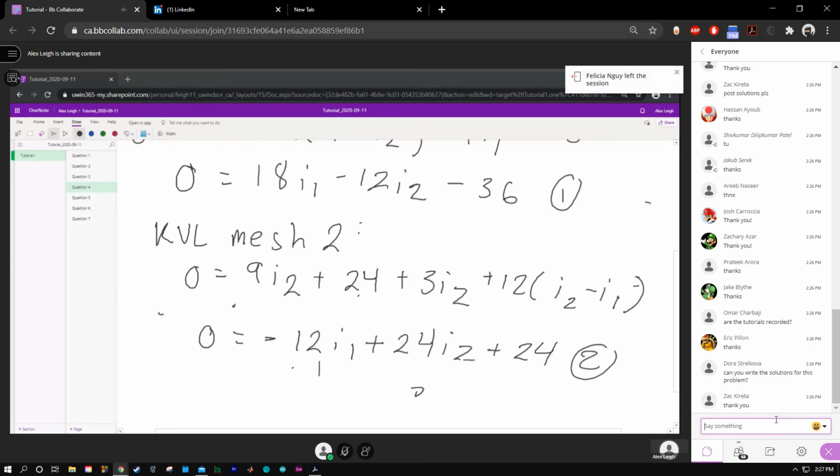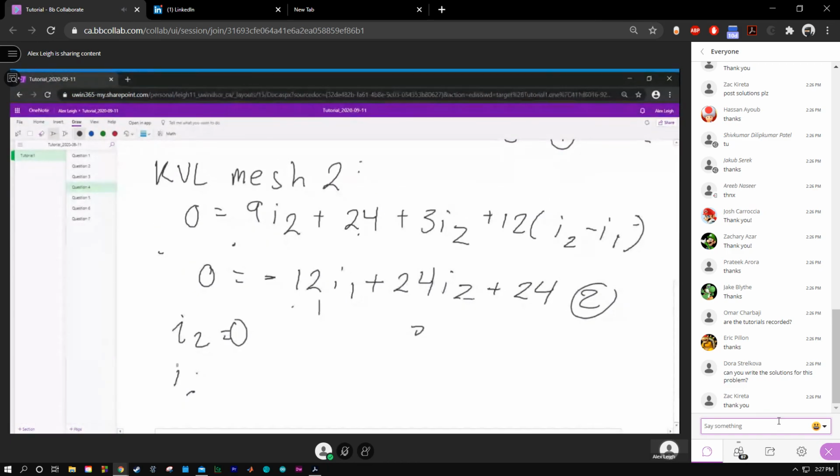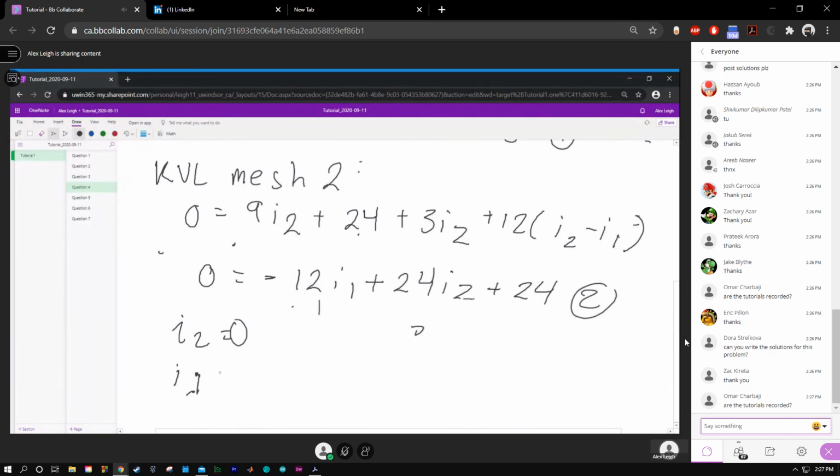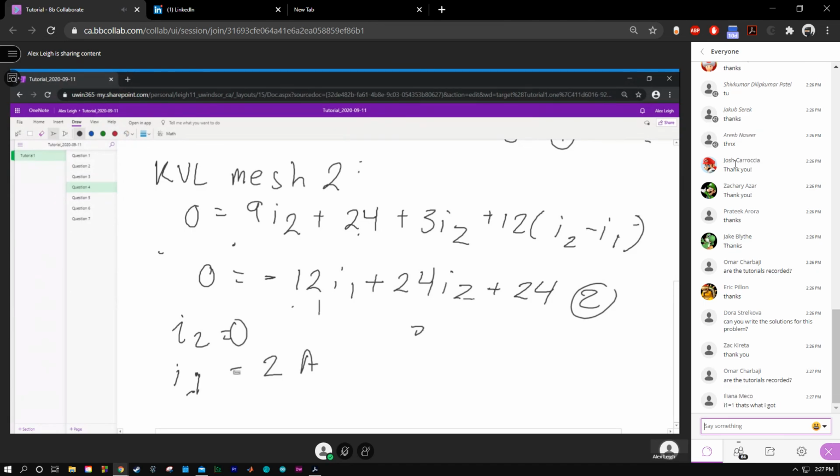Oh, write the solutions down? Yeah, I can give you guys the solutions for this one too real quick if you need, and I will post the solutions for this as well. So our answer ends up being that I2 is 0. And looks like I wrote I2 twice. And then I1 ends up being 2. So I2 is 0, I1 is 2 amps. I'll double check that because I think I accidentally wrote down I2 twice. But I will double check that, and I'll write it into the solutions that I'll post.